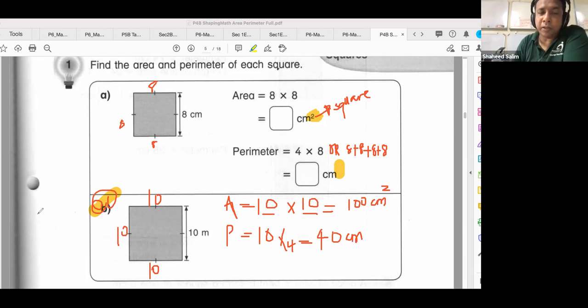Now to find the perimeter is 10 plus 10 plus 10 plus 10 or 10 times 4. Why 4? Because there are 4 sides. 1, 2, 3, 4. So it's 40 cm. For area, it is length times breadth. 10 times 10, 100. But remember to add this small 2. This small 2 means square. Okay, area you must always measure in square.